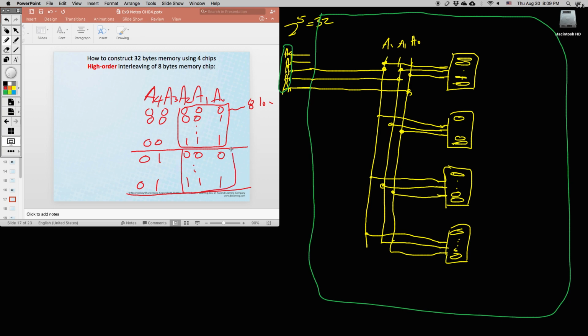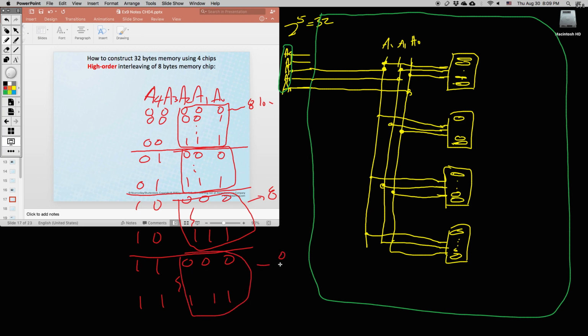So these are also another 8. Continue: 10000 and then 10111. These together are another 8 locations. Then finally 11000 and then 11111. So these are another 8.